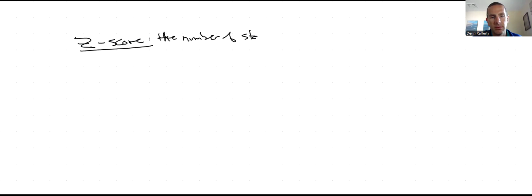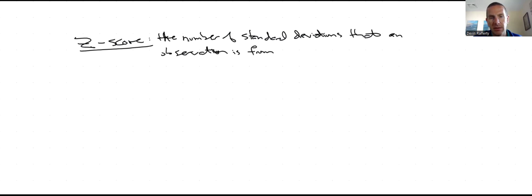So what's a Z score? A Z score is simply the number of standard deviations that an observation is from the mean. It's the number of standard deviations that an observation is away from the mean.